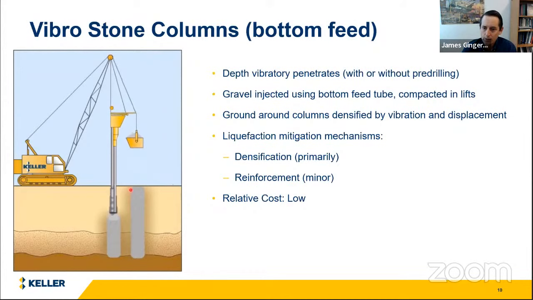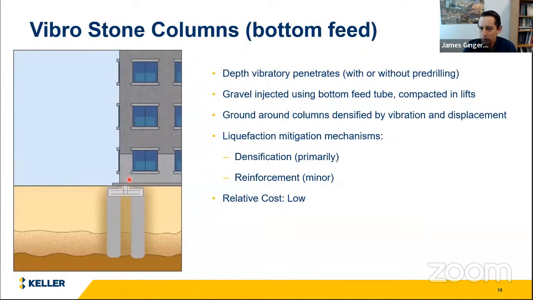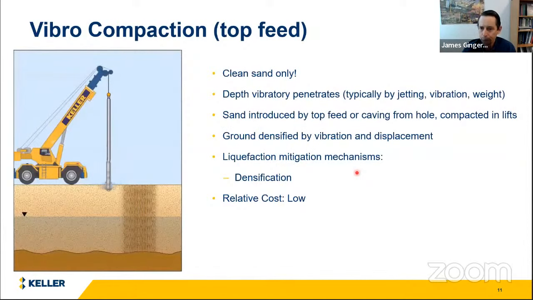The end product is densified soil between the columns, and then a very dense, stiff column, or set of columns, or array of columns that can reinforce the soil, carry more vertical loads, and reinforce it and shear against the earthquake. The relative cost of this method is low, and the mitigation mechanisms that we're talking about here are densification and reinforcement, but the reinforcement is more minor, while the densification is the primary mechanism.